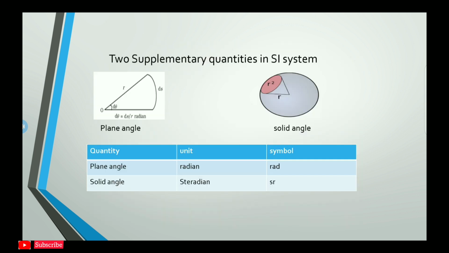The 2 supplementary quantities of the SI system are plane angle and solid angle. Plane angle is the angle drawn on the plane of a paper. It is a 2-dimensional angle, and solid angle is a 3-dimensional angle. If you look at the bottom of an ice cream cone, it is an example of a solid angle. The unit used to measure plane angle is the radian and its symbol is rad, and the unit used to measure solid angle is the steradian and its symbol is sr.